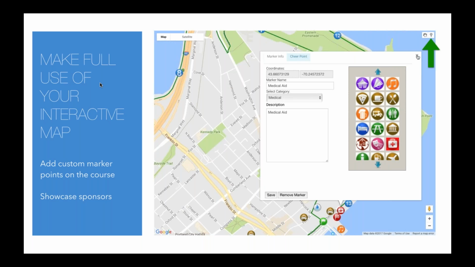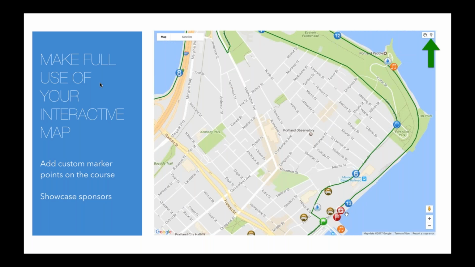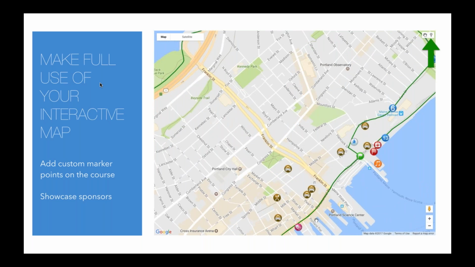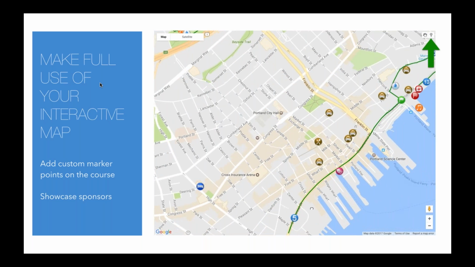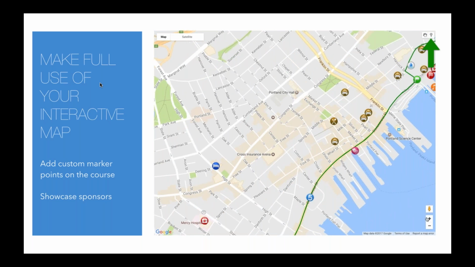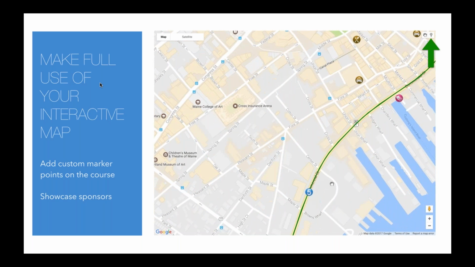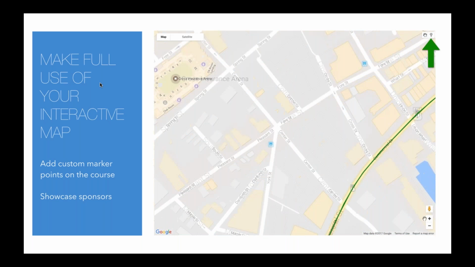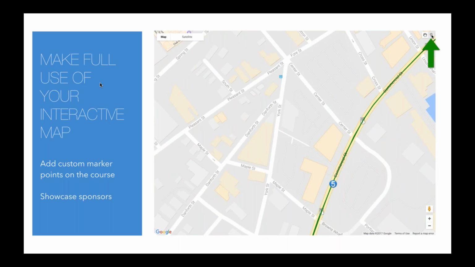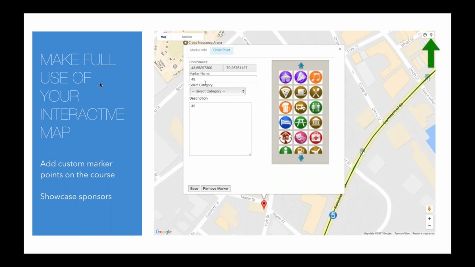So let's add another marker for a sponsor. This is a great way to showcase local sponsors. You can add their logos, their custom content, a link to their site, and so you just zoom into the location point that you'd like to add the marker, and then you click the marker tool to pinpoint the location, and then the hand tool to add the information. You can also use the hand tool to adjust the location.